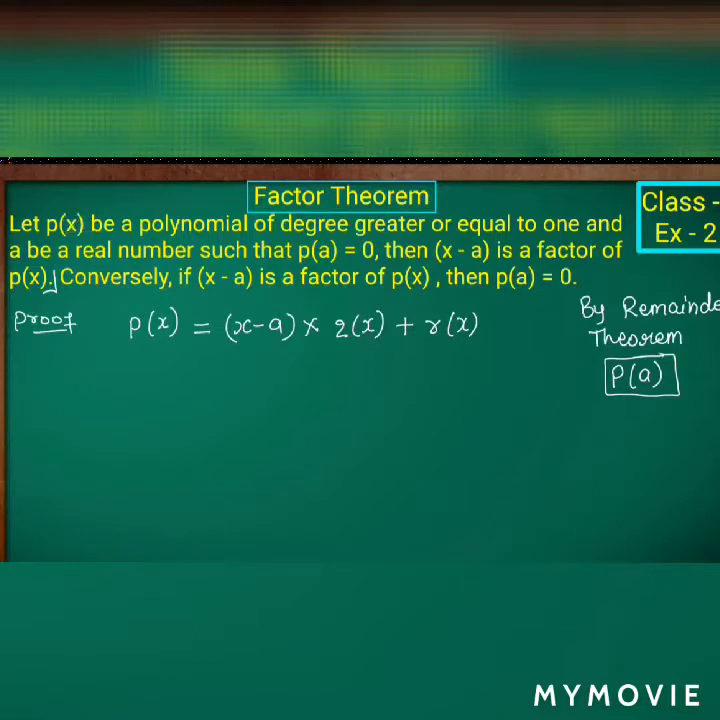Here p of x is the dividend and x minus a is the divisor, the quotient is q of x, plus the remainder, which is r of x. Keep in mind that here p of a is equal to 0, that is, x minus a is equal to 0. If I substitute x minus a equal to 0, obviously we will get what? x is equal to a, isn't it? So in the place of x we have to substitute the value a. If we substitute the value of a, then obviously p of x will become p of a.